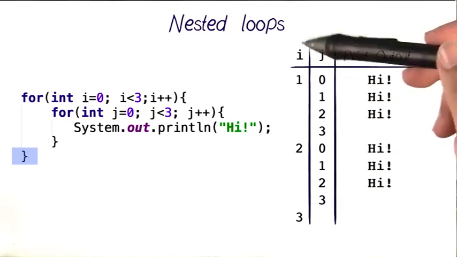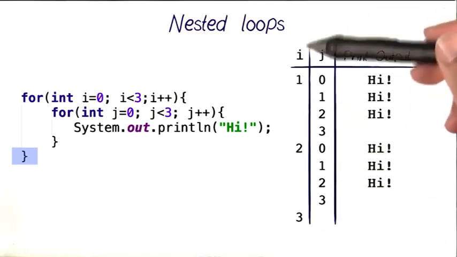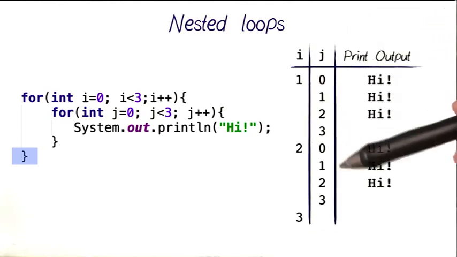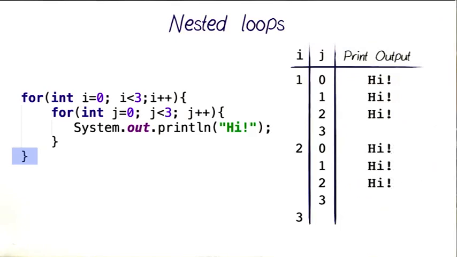Now if you've noticed, i changed from 0 to 3, and every time i had a value, j changed from 0 to 3. This is the idea of nested loops, where you could use i and j interchangeably inside the inner loop in many occasions. Let's see how we could use nested loops to navigate through a two-dimensional array, for example.